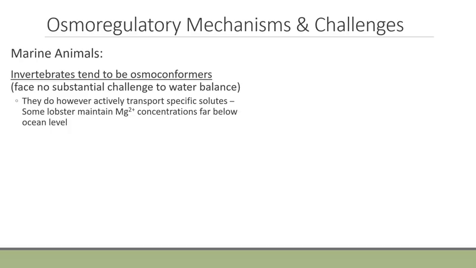They do actually have to expend a decent amount of energy actively transporting a lot of different solutes across their body, across their cells. Some lobsters, for example, do this by using active transport to just maintain the magnesium concentrations at a very low level that is generally different from the surrounding environment. So it's not like they're not doing anything.